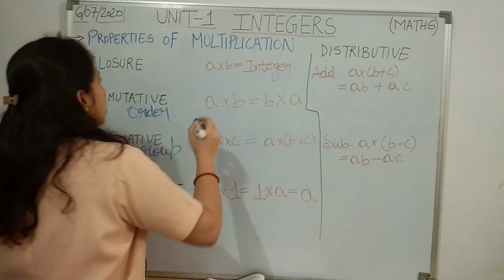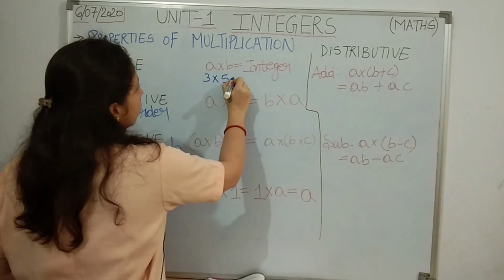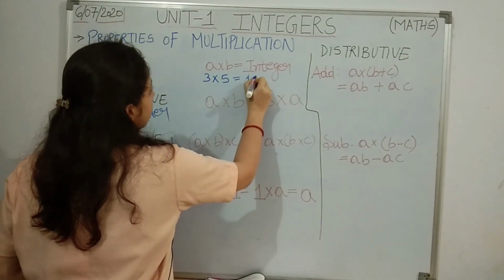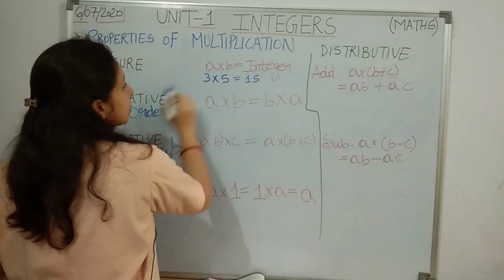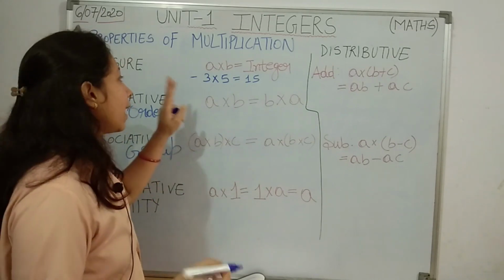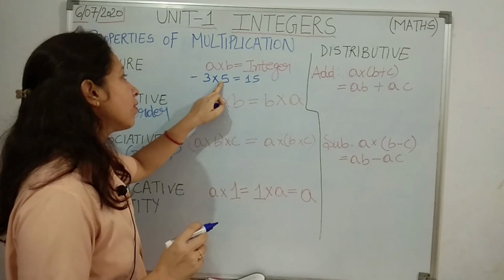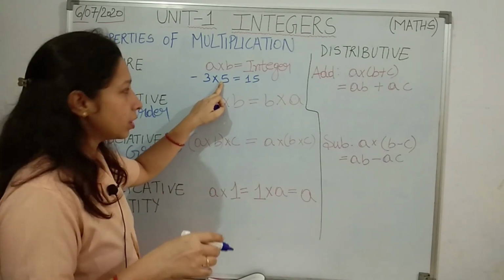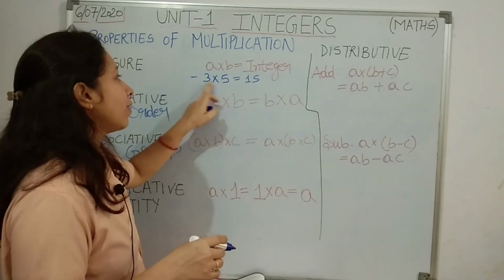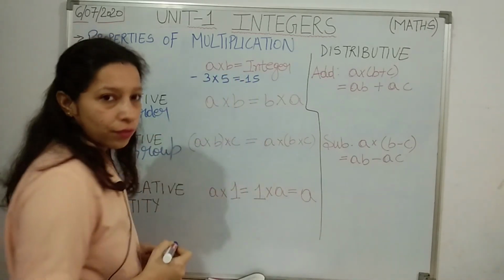I will give you one example. Suppose 3 into 5, 3 and 5 are integers, so 3 5s are 15, again an integer. Or let me take this 3 as minus 3. So minus 3 into 5 students, again first solve the signs. Minus is written with 3, here with 5, we are going to take 5 as a positive integer. So minus 3 into 5, 3 5s are 15, minus times plus is minus, in answer I will get minus 15.